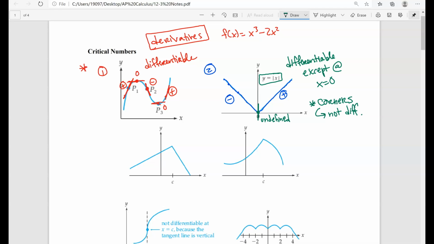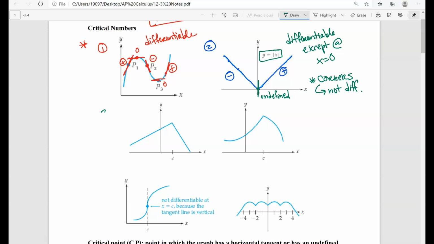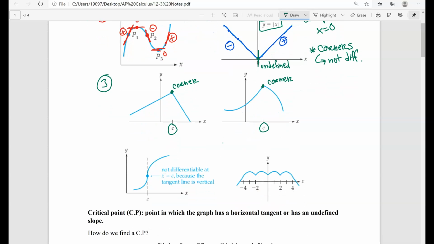Now we have these next 3 graphs. Again, you have a corner here, and you also have another corner. These 2 graphs will be differentiable everywhere except at those particular corners. So this one will be differentiable everywhere except at the point c.